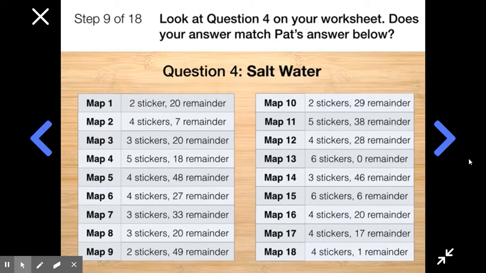Now, let's see how many squares of salt water are on the map of Earth. Look at question 4 on your worksheet. Does your answer match Pat's answer below? If your numbers don't agree and you think Pat got it wrong, let us know. We suggest you use Pat's numbers now.